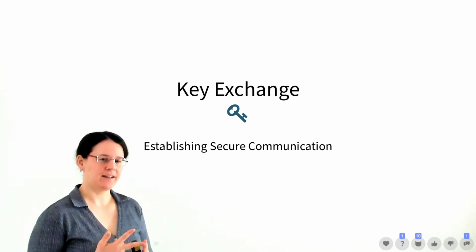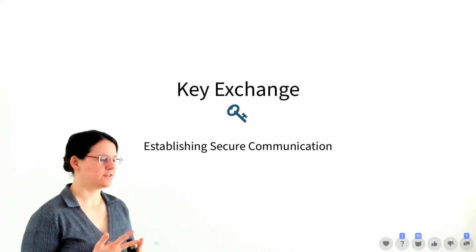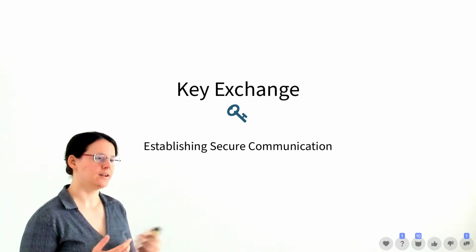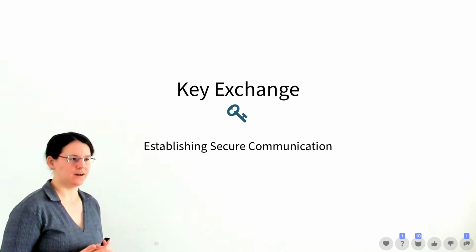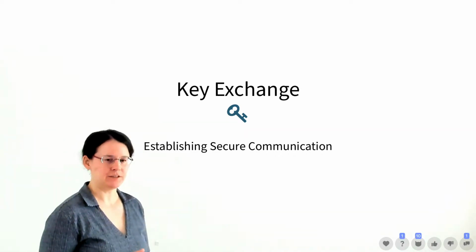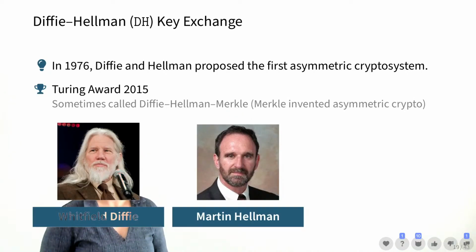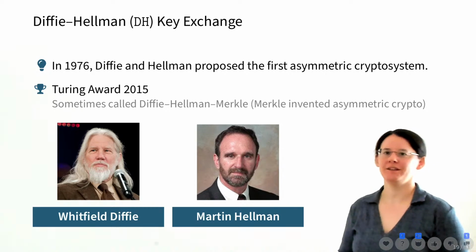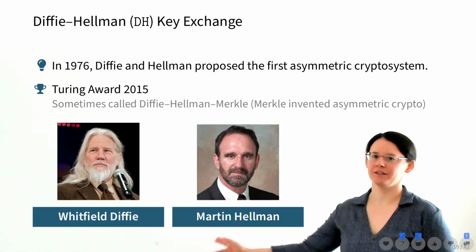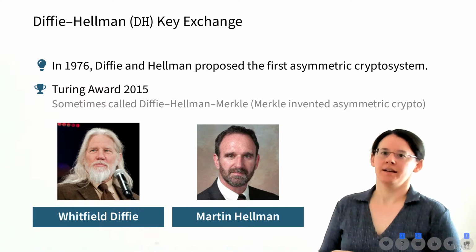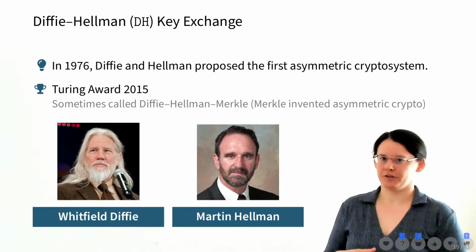And the second thing that happened is that people started thinking about using cryptography in contexts where you don't already know each other in advance, where you can't just pre-distribute all the key material. And that's why in the 70s we got our first key exchange scheme, the so-called Diffie-Hellman key exchange, named after the two inventors, Whitfield Diffie and Martin Hellman. So they proposed the first asymmetric crypto system.